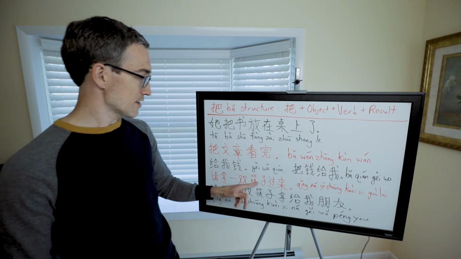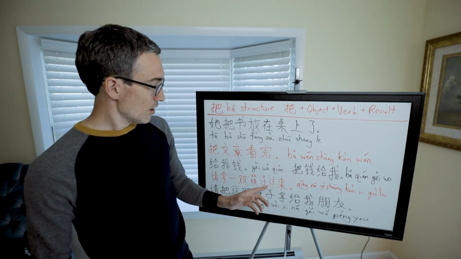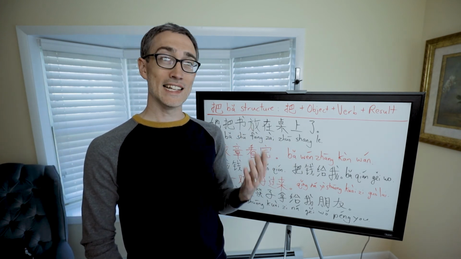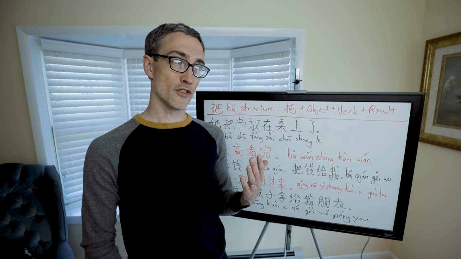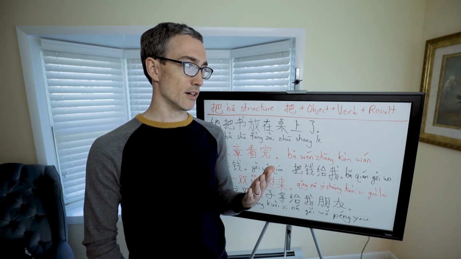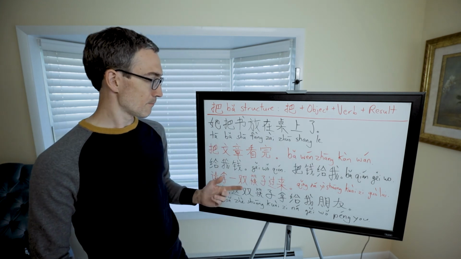So this means please bring a pair of chopsticks over to me. 请拿一双筷子过来. Actually, it doesn't say to me, but that's implied. So the focus here is bring a pair of chopsticks to me. I need a pair of chopsticks. That's the focus. I need chopsticks. I don't need water. I don't need food. I need chopsticks. Please bring a pair of chopsticks to me.